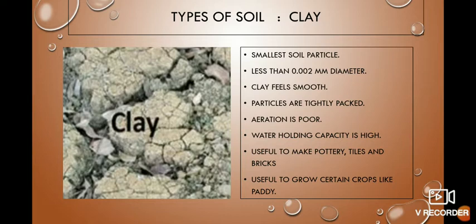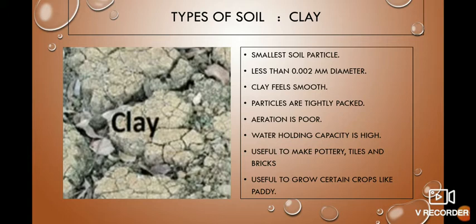But depending on the size of the soil particles, soil can be differentiated into 4 types. They are clay, silt, sand, and gravel. The first type of soil, the clay soil. It has the smallest size particle, which is less than 0.002 millimeters in diameter. This is the reason why clay soil feels very smooth.